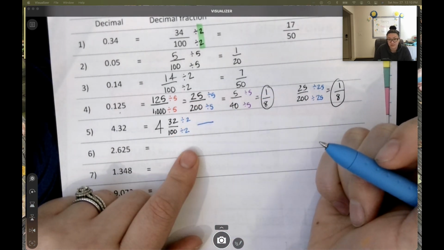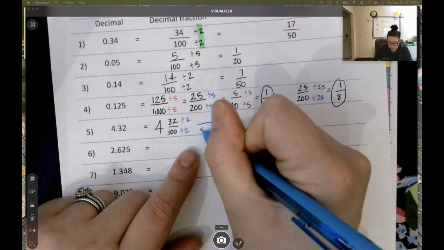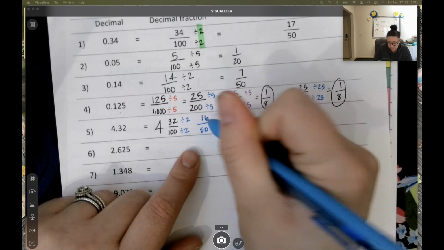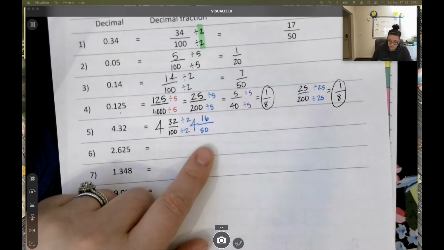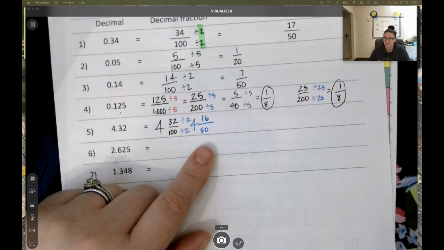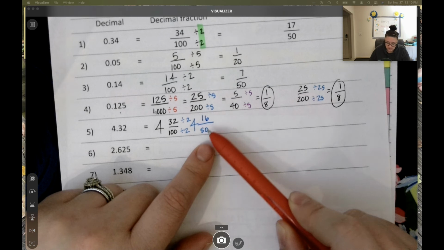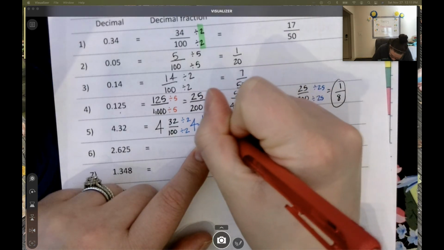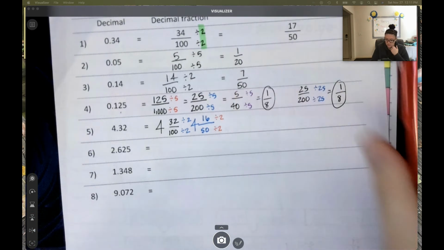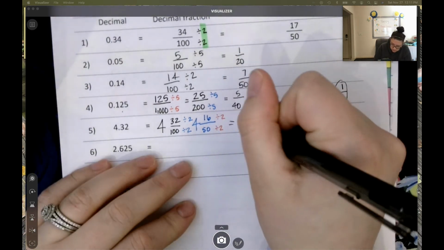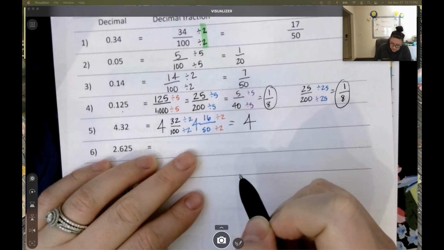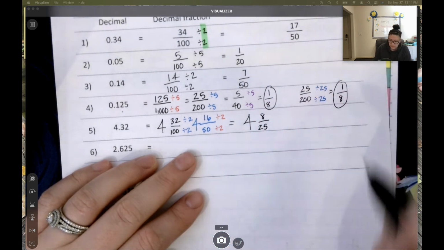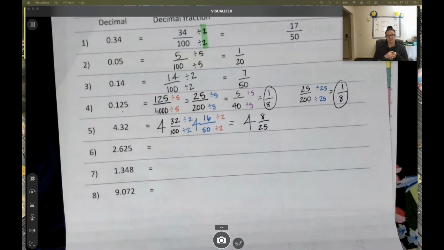Pause the video. Solve it for me. Because we know 100 divided by 2 is 50, and 32 divided by 2 is 16. So now I have 4 and 16 over 50, but I can simplify that some more. What number goes into 16 and 50? Another 2. So that's going to be 4 and 16 divided by 2 is 8, 50 divided by 2 is 25. 4 and 8 25ths, and that is simplified.